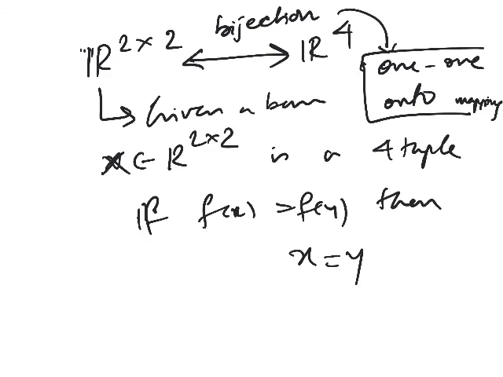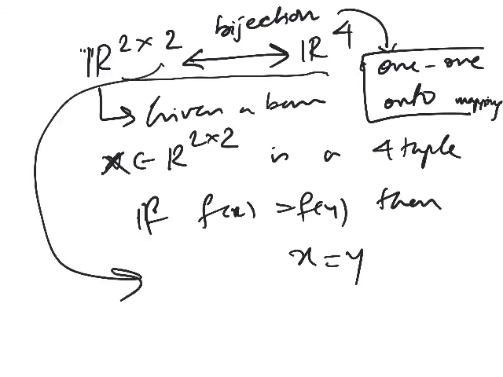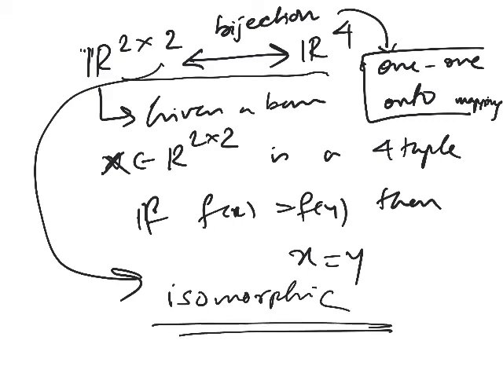Fine. So here what we are saying is, once the basis is given, between R2 cross 2 and R4, there is a bijection. You can go from every matrix to a 4-tuple, and from every 4-tuple you can come back to a matrix. And such a thing is called, between vector spaces, isomorphic. Isomorphic means it is a structure preserving map, a structure preserving map which is bijective.